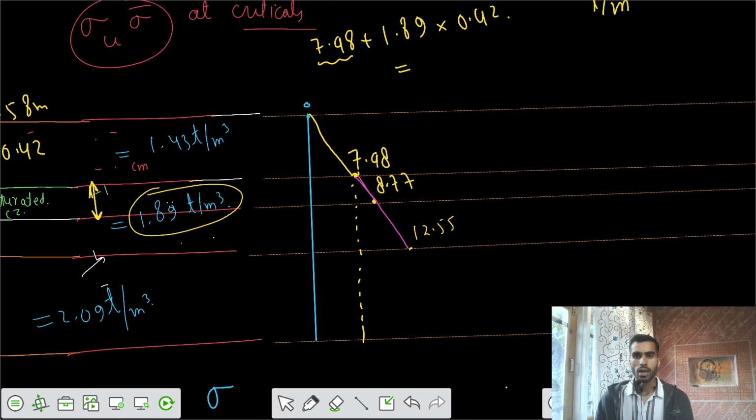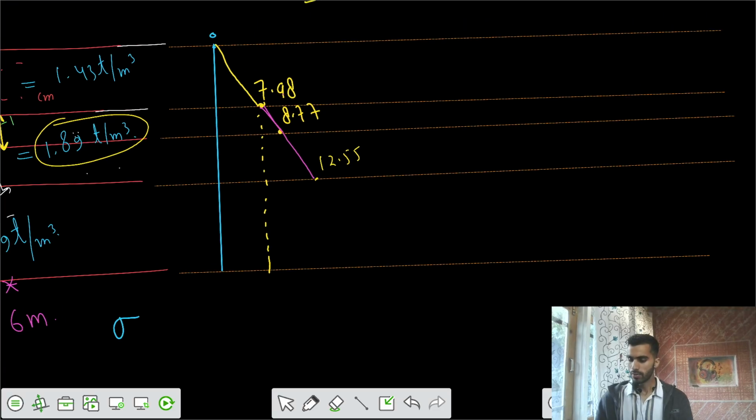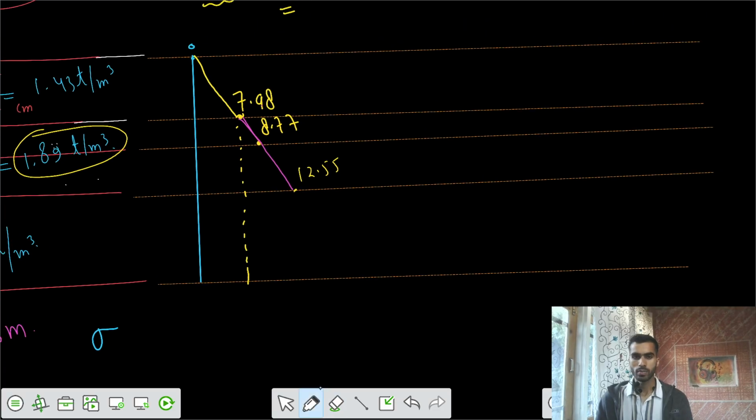After that, what is the stress at the final point at this location? At this location your total stress is 12.55 plus gamma sat for the clay into that 6 meter of the clay. So the final value is 25.09. So here we have 25.09 tons per meter square. This is your total stress distribution diagram.